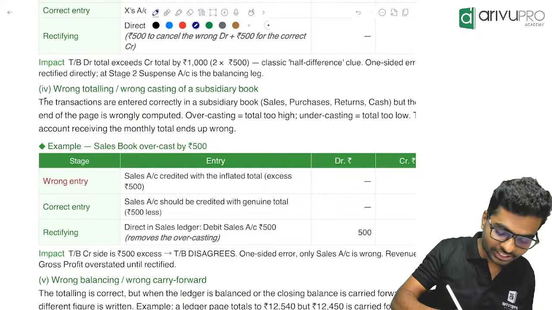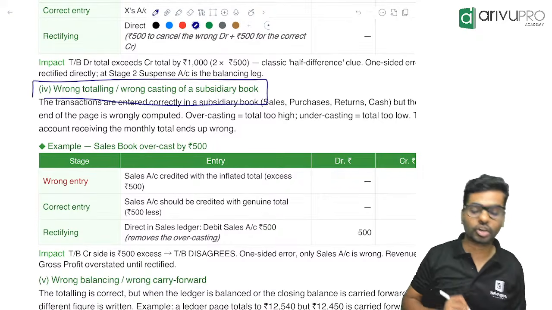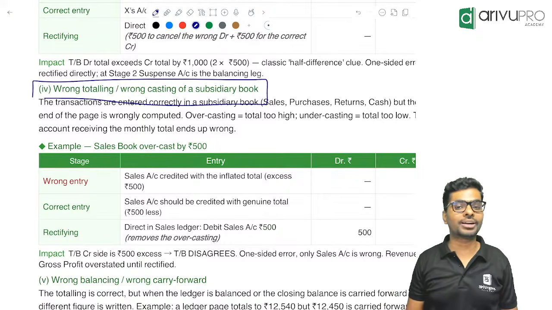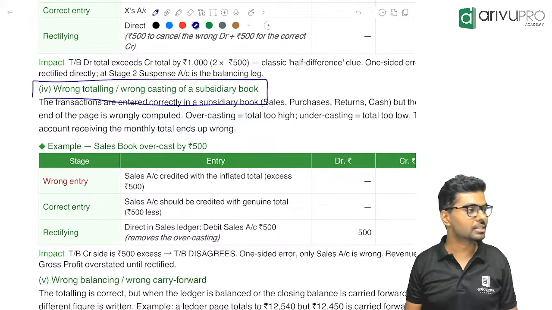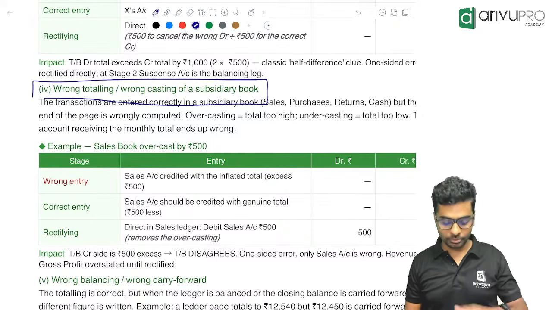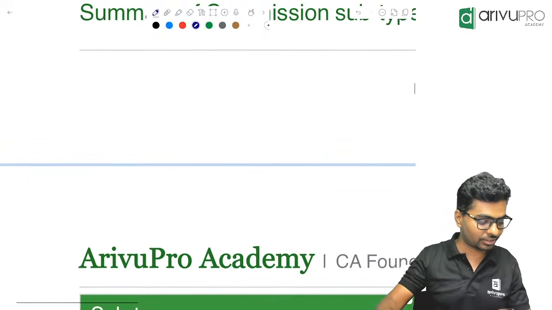This I want you guys to understand a little bit. Wrong totaling or wrong casting of the subsidiary book. Now, let me understand this.